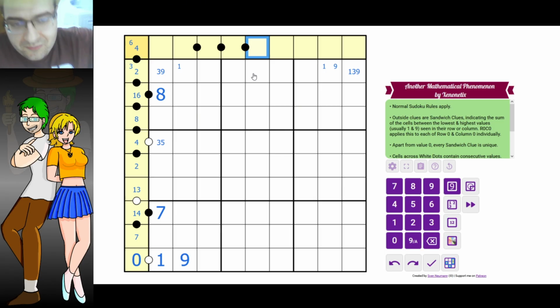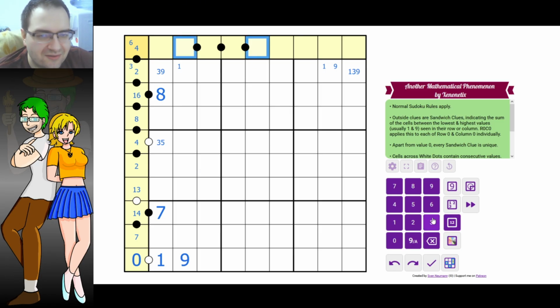Okay, so we cannot have 5. So yeah, it must be 3. Okay, so it's either, how do I note this down? It's either a 3, 3, 6, 12, 24. So this is either a 3 or a 24. I'll do it like that.